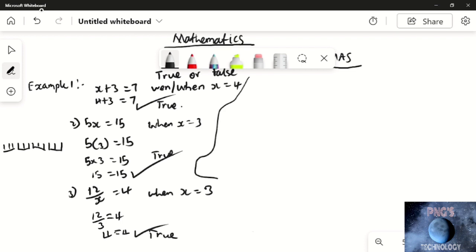So all these examples are very simple. Let's move to the next level. The next one they say is: solve the following equation.